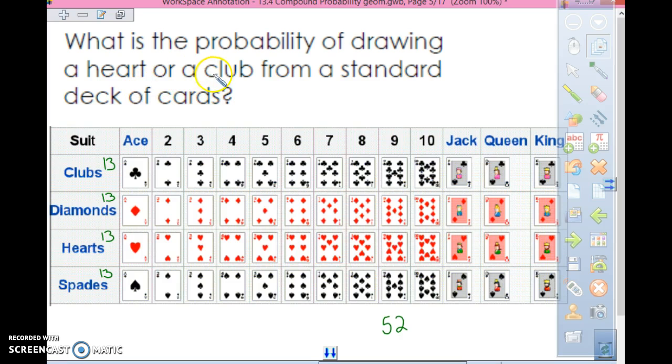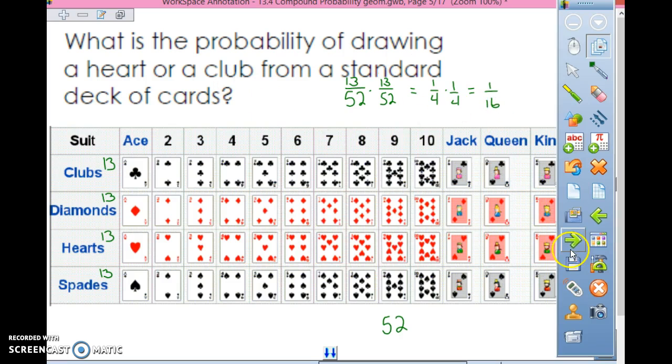So if I replace that card, these two events would be independent of each other because the draw on my first card won't matter. My sample space will be 52 on the first draw, and my sample space will be 52 on the second draw because of the replacement. So I have 13 out of 52 and 13 out of 52. Those fractions reduced, remember, are a fourth and a fourth. So we're looking at 1 out of 16 ways for that to happen.